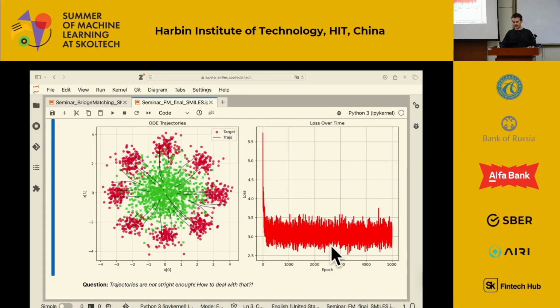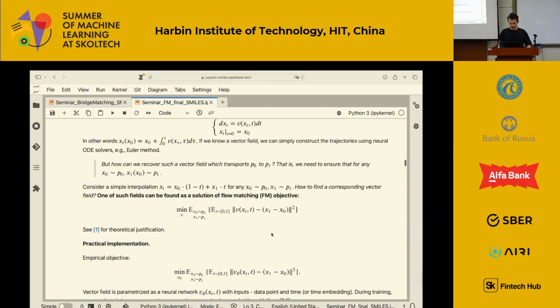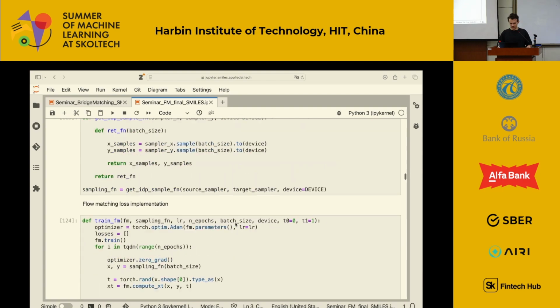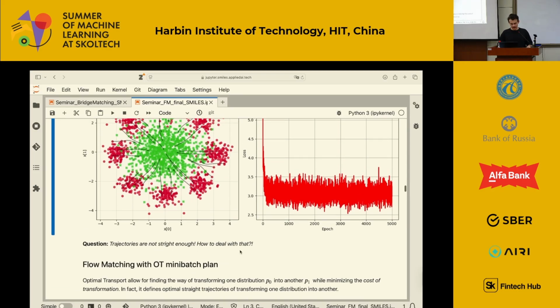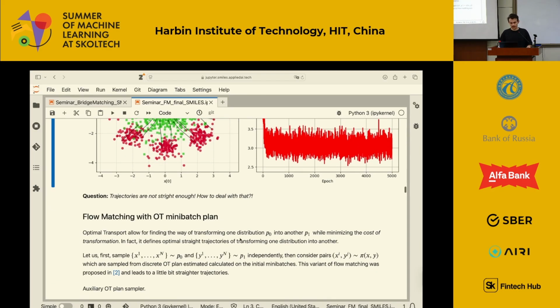So the value of the loss is not 0, but we're actually almost near the optimum here. And the interesting thing is that the only case where our regression loss comes to 0 is when x0 and x1 are sampled from the optimal transport plan distribution. And I will show it a bit later. So the loss is near the optimum, but the optimum is greater than 0. And the trajectories are not straight. Let's find some way to get them straighter.